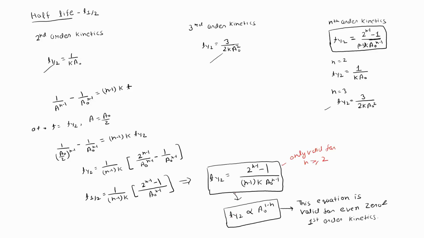But if we see T half, we can see T half is directly proportional to a naught to the power 1 minus n. It is 1 minus n, not n minus 1. So remember it very carefully, because a lot of guys forget what the power of initial concentration in T half is. It is 1 minus n, not n minus 1. Okay. So this equation is valid for even zero order and first order reaction.